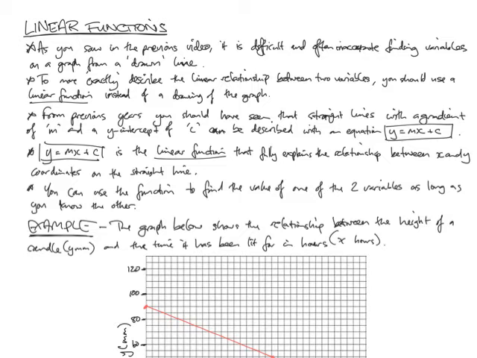So from previous years, you should have seen that straight lines with a gradient represented by the variable m, and a y-intercept represented by the variable c, can be represented with the equation y is equal to mx plus c. M would be replaced by what the gradient is, and the c would be replaced by wherever the y-intercept is. So y is equal to mx plus c is the linear function that fully describes the relationship between x and y coordinates on a straight line. Any straight line can be represented in an equation that looks exactly like that. If it doesn't look like that, then it's not going to be a straight line.